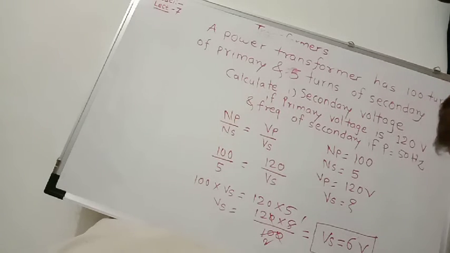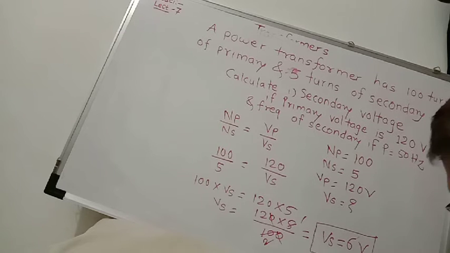This efficiency of a transformer is always less than 100% due to losses in the transformer. There are many losses in a transformer, so this efficiency is always less than 100%.